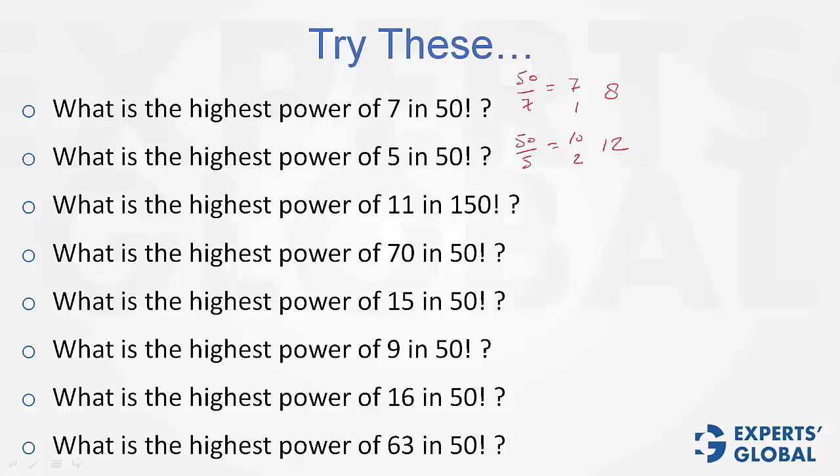11 in 150 factorial. 150 divided by 11 is 13. 13 divided by 11 will be 1 more. Overall, 13 plus 1. The answer is 14.